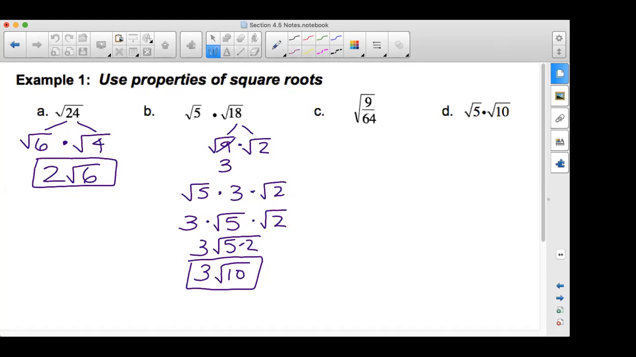Part C. How can we break this root of 9 over 64? Yeah, so we are going to split that radical into the numerator and the denominator. We know that root 9 is 3, you said, and root 64 is 8. And that's it. That's 3 over 8.